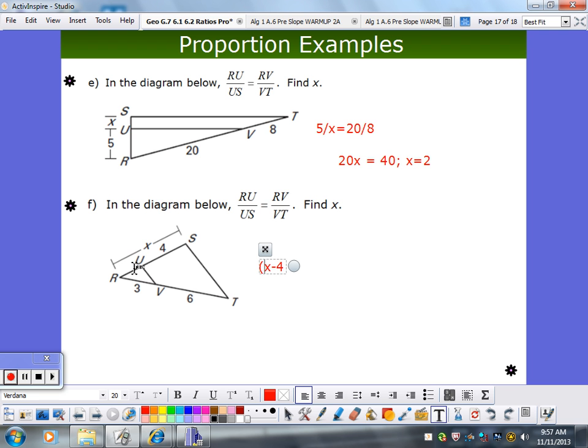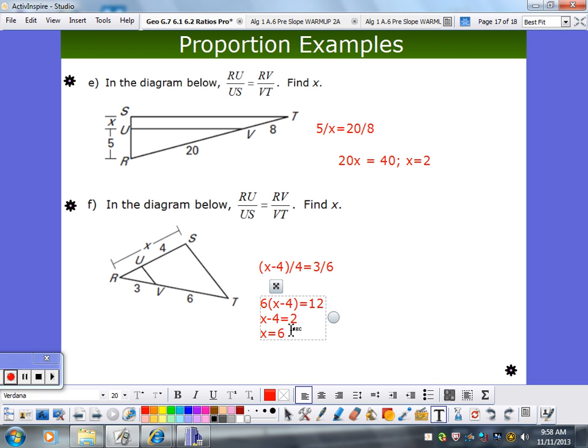I think I'll put it in parentheses because I'm writing fractions in a wacky way. To US equals RV 3 to VT, which is 6. So set up your proportion. So what do I have here? Product of the means, 6 times x minus 4 equals, that was the extremes actually, the means. 4 times 3 is 12. That means x minus 4 equals 2, so x equals 6.